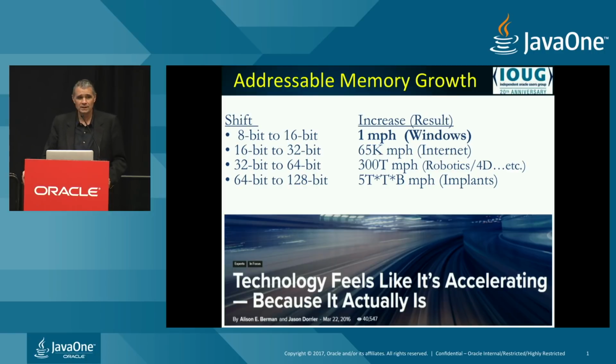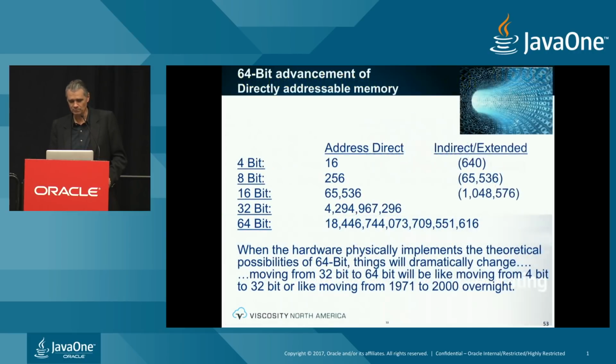300 trillion miles an hour. You're going to see robotics. I mean, it's going to be substantially different. And then after that, 64-bit to 128-bit, 5 trillion billion miles per hour. So you're going to see implants en masse. I mean, let's look at those numbers again. It's just the way it jumps.